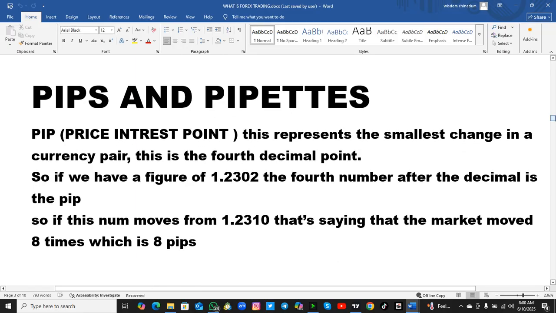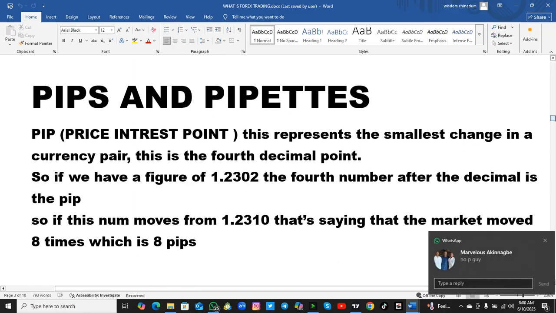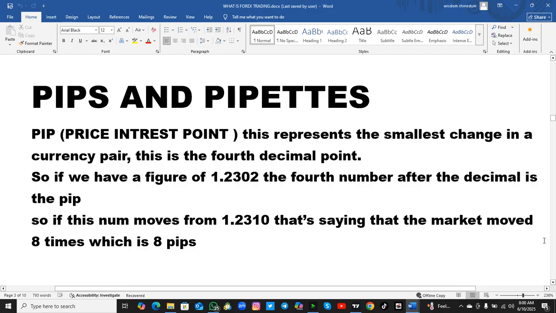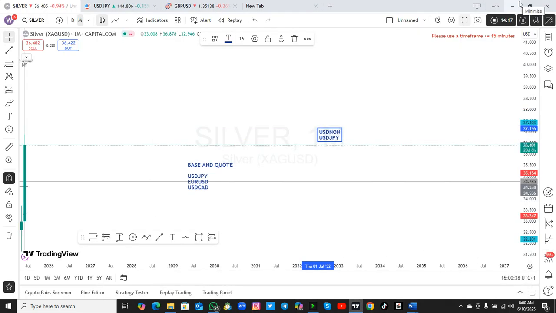What is a pip? Pip stands for price interest point. This represents the smallest change in a currency pair. This is the fourth decimal point. So if we have a figure of 1.2300, the fourth number after the decimal point is the pip. So if this number moves to 1.2308, that's saying that the market moved 8 pips. You get? So now let me go and redefine it for us.